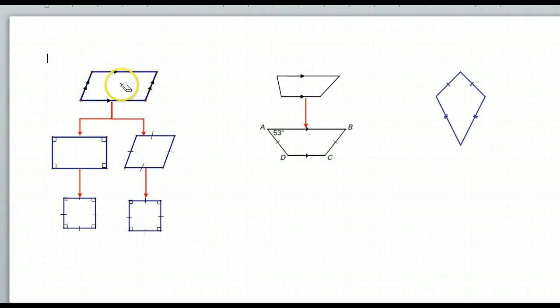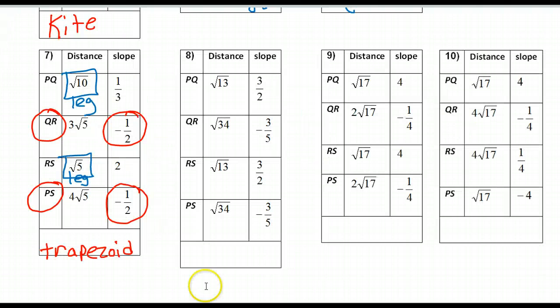Alright, once again, first we ask ourselves the top 3. Is it a parallelogram, is it a trapezoid, or is it a kite? So looking at number 8, is this a parallelogram, first of all? Okay, let's look at opposite sides. Boom, boom. Hey, those are parallel. Okay, so far so good.